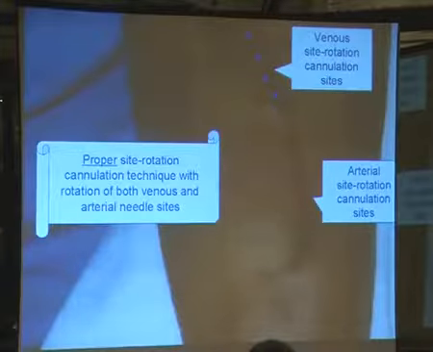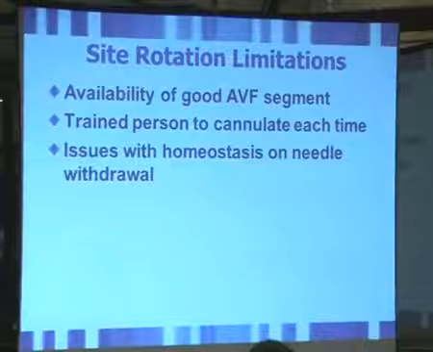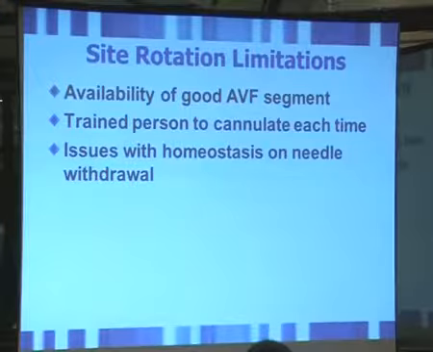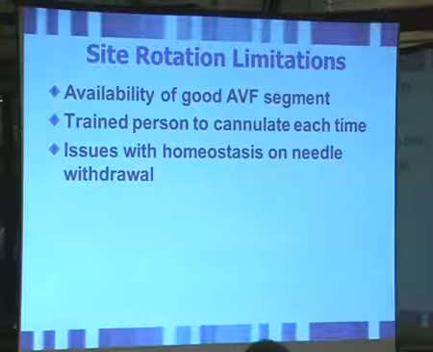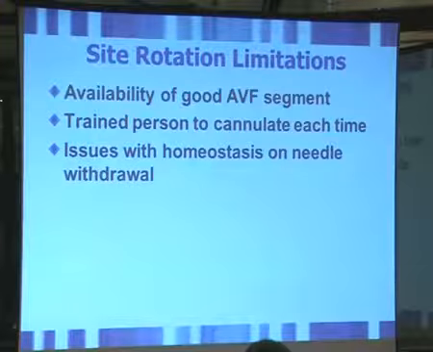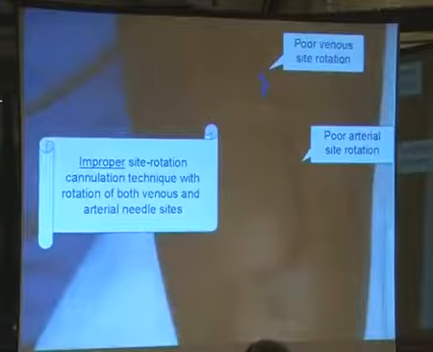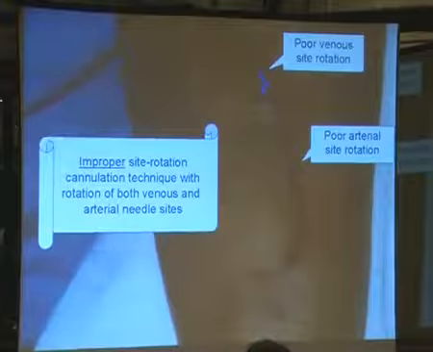But is it done always? I don't think so, because with the amount of patients with diabetes and proximal fistulas we are having, we don't have the luxury of such a good AV fistula segment. And therefore, we tend to do a shortcut. We don't actually go all over the site. We tend to limit it to a particular area. We require a trained person to do a cannulation each time, because each time he would be using a fresh site. And because we are using a fresh site, there can be an issue of hemostasis when we remove the needle.